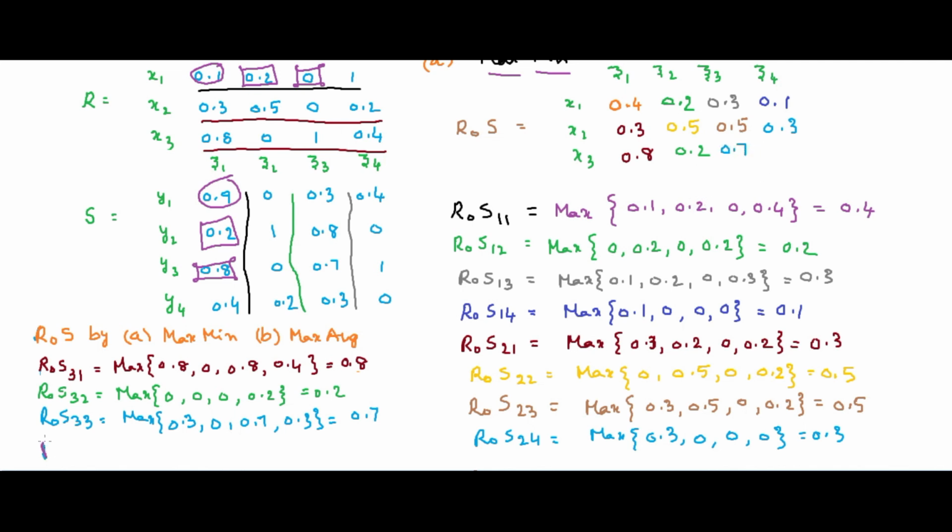Yeah. So the final value, ROS of 3 4, is maximum of, of course, we need to find the minimum first. So minimum of 0.8 and 0.4 is 0.4, and minimum of 0 and 0 is 0, and minimum of 1 and 1 is 1, and minimum of 0 and 0.4 is 0. So maximum out of 0.4, 0, 1, 0 is 1. So this is the value.